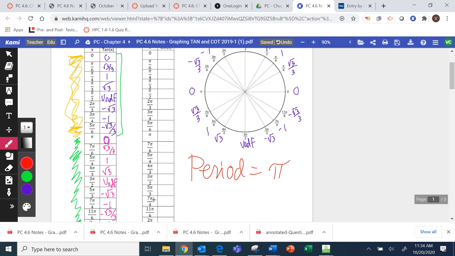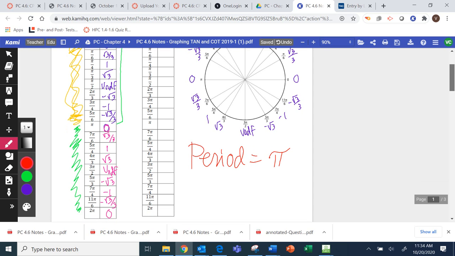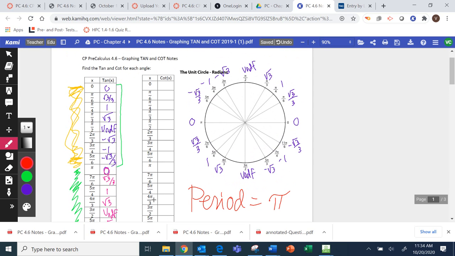I don't really need to write the cotangent. The cotangent is just flipping each of these values. So if I flip 0, I get undefined. I'm not going to write it all. If I flip radical 3 over 3, I get square root of 3. If I flip 1, I get 1. If I flip square root 3, I get square root of 3 over 3. If I flip undefined, I get 0. Then I get negative square root of 3 over 3. I get negative 1. And then I get negative square root 3. And then I get undefined again. Then it repeats. So that's how cotangent looks.